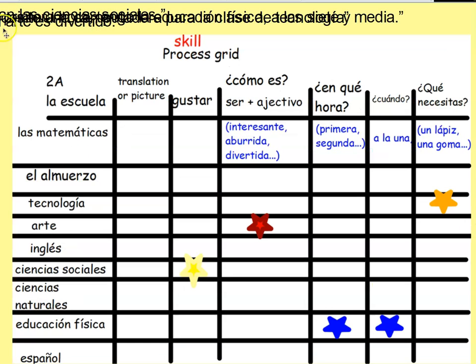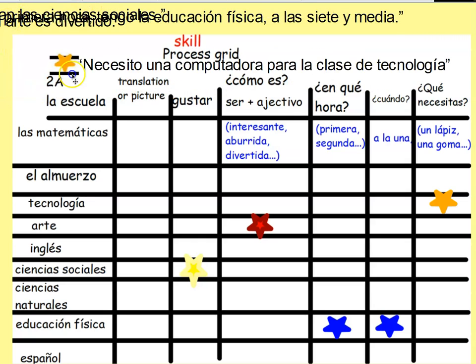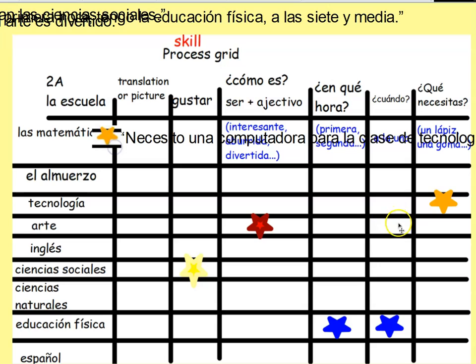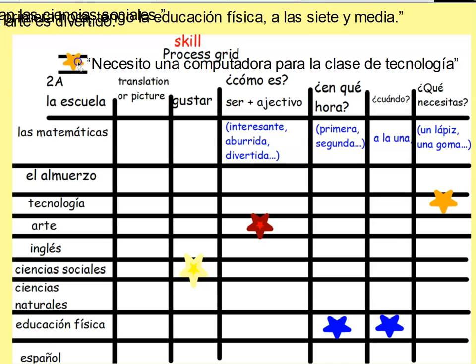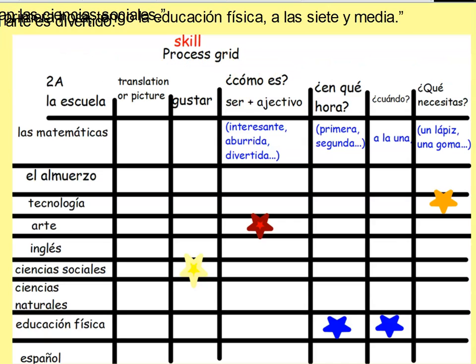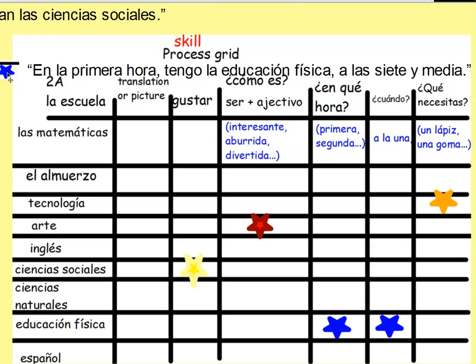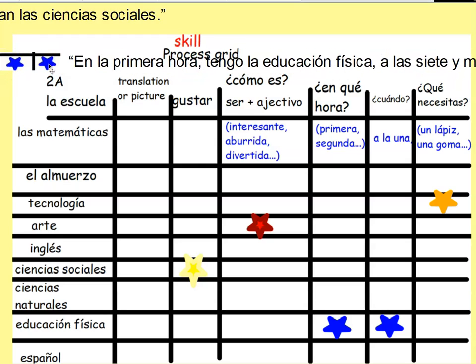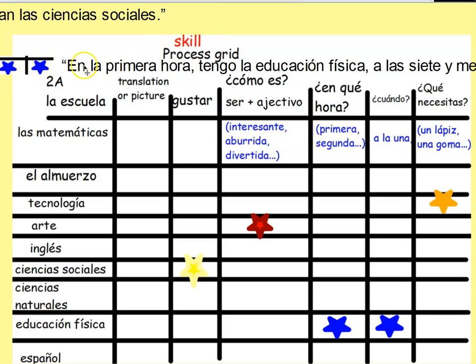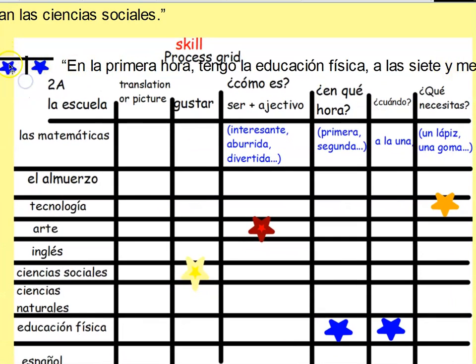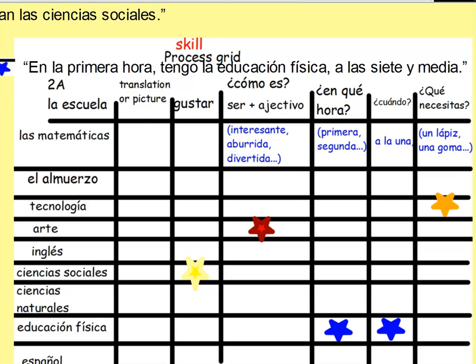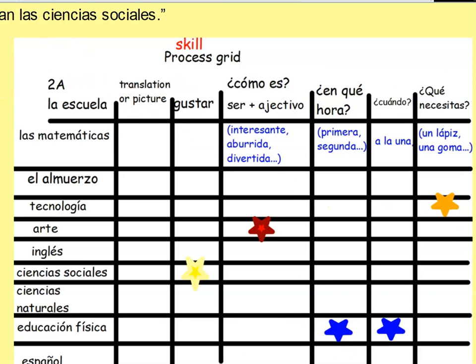So here's some examples. All right, let's just randomly grab one of these. So this student had, in this column, what do you need? They wrote, I need a computer for technology class, for IT class. Okay, perfect. For here, a student wrote, art is fun. Yeah, that's great. They're doing all those I statements they need to do. Here, this student combined two things. They said in first period, I have PE at 7:30. Okay, so those are those two blue ones, and then this one.